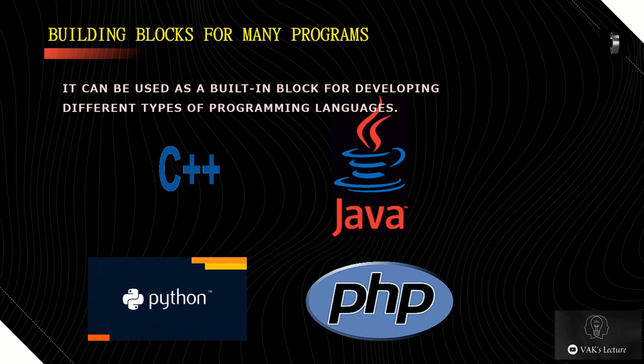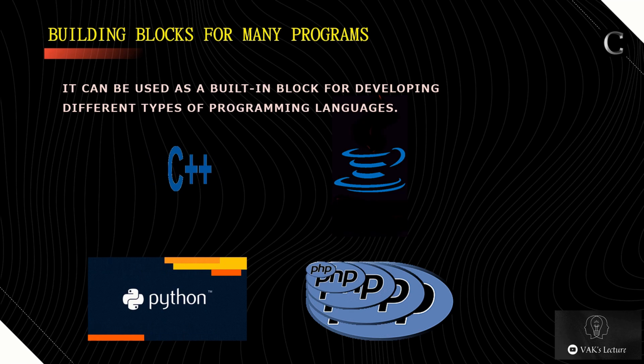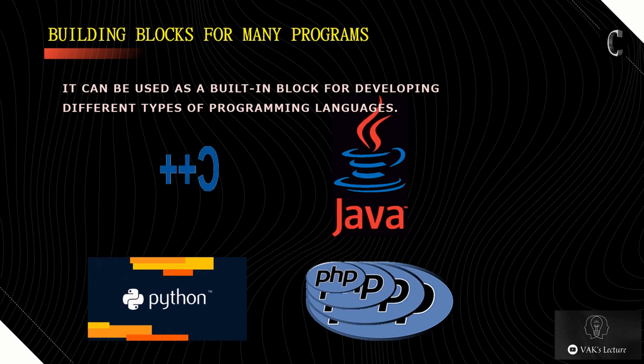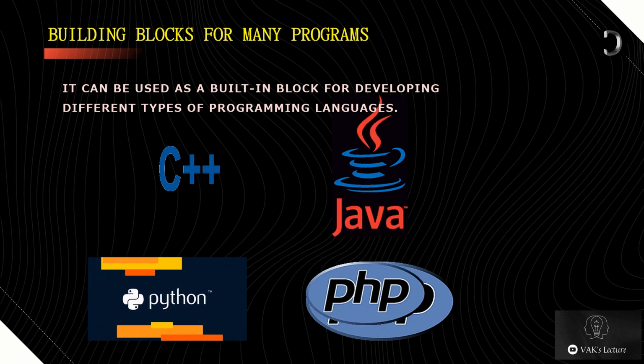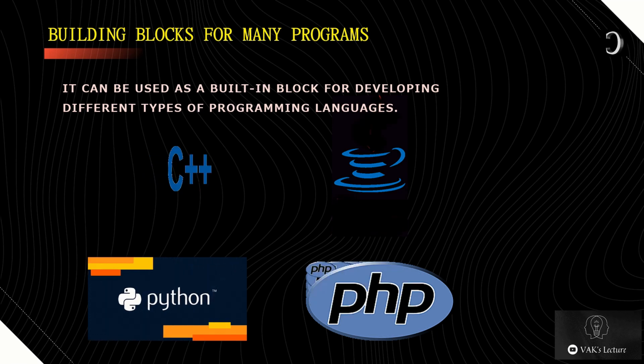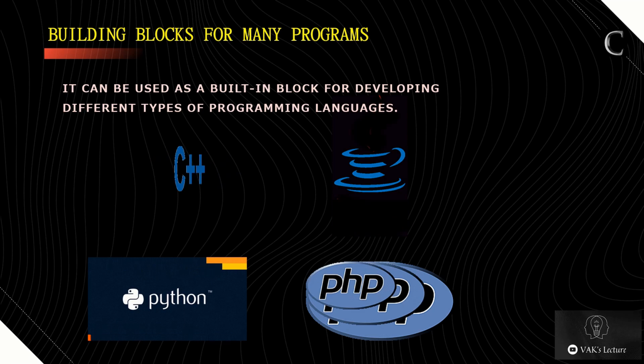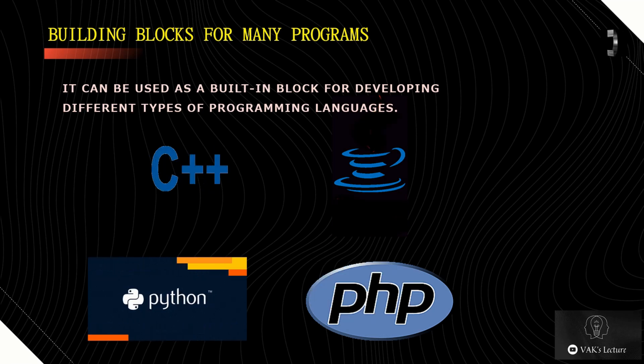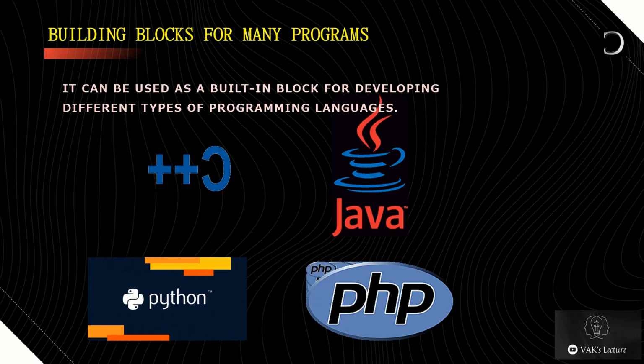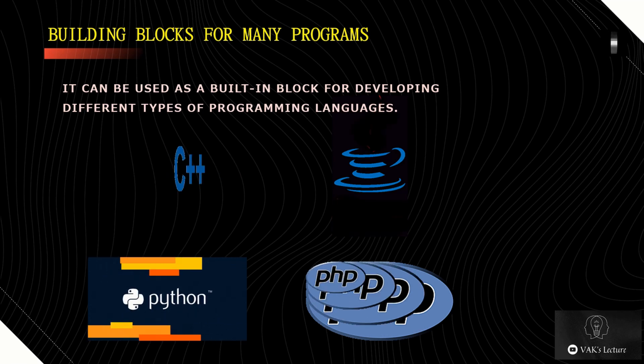Suppose if you want to build a house, we have to build it block by block, right? Similarly, to write any program, whatever it may be, this language acts as a built-in block. So it can be used for any type of program. So it is the basic building block for developing different types of programming languages.